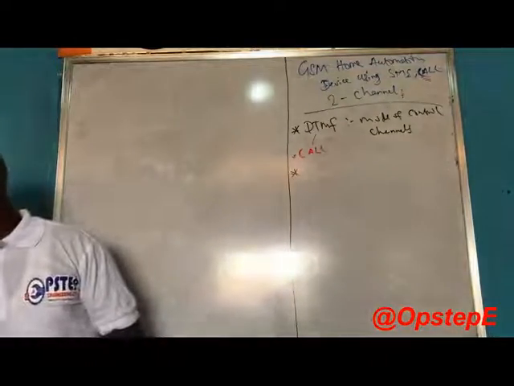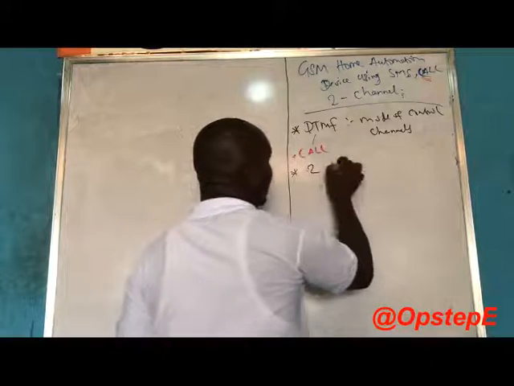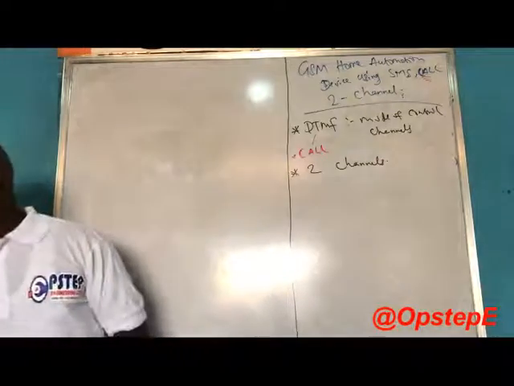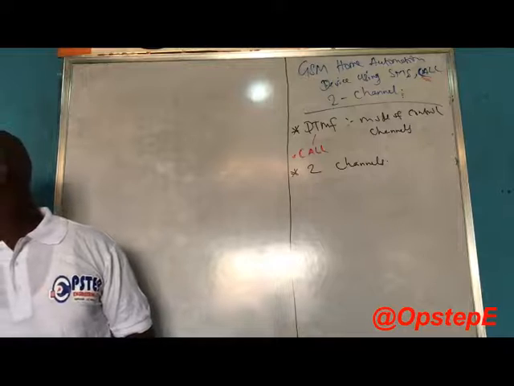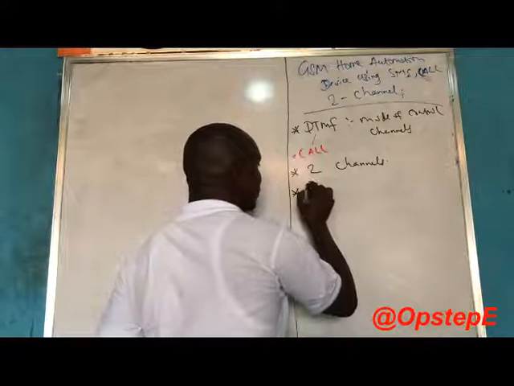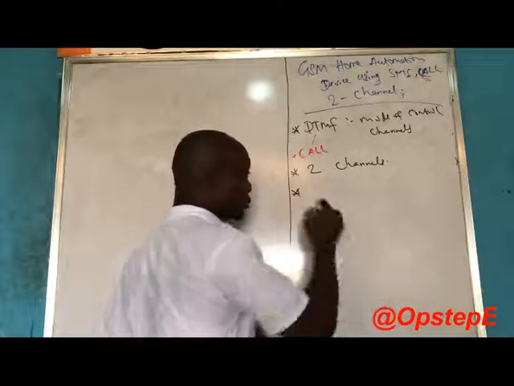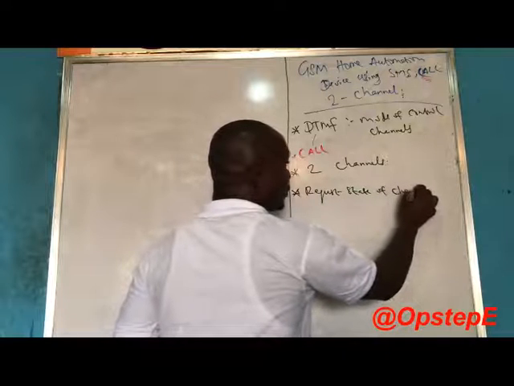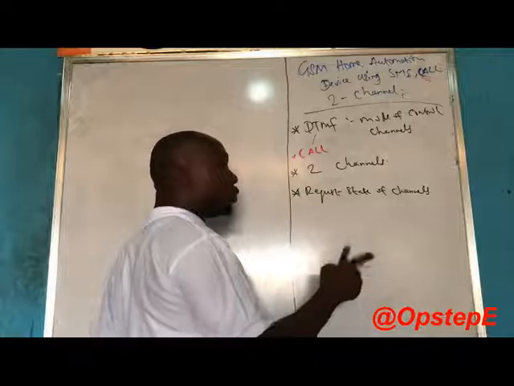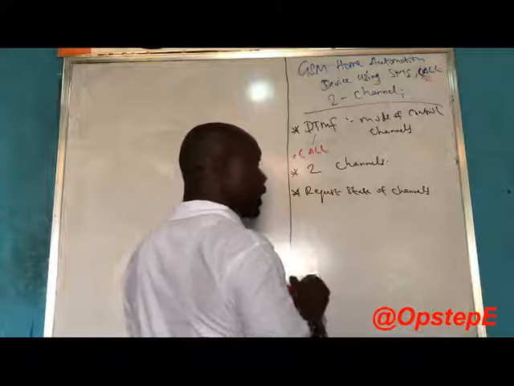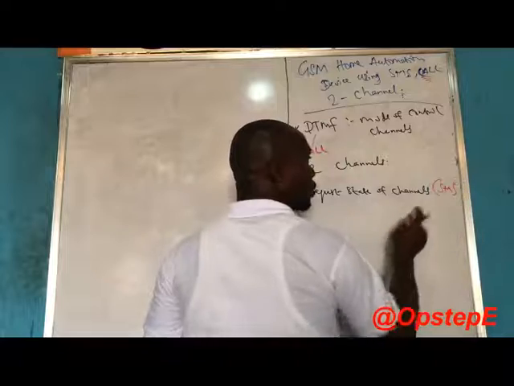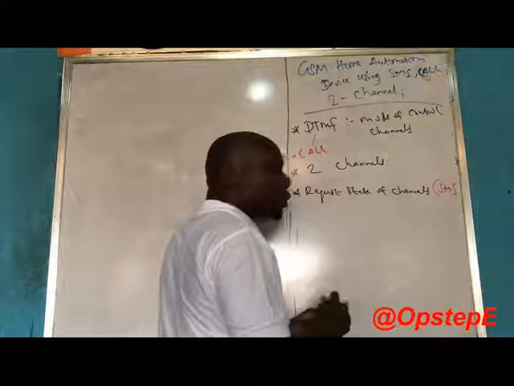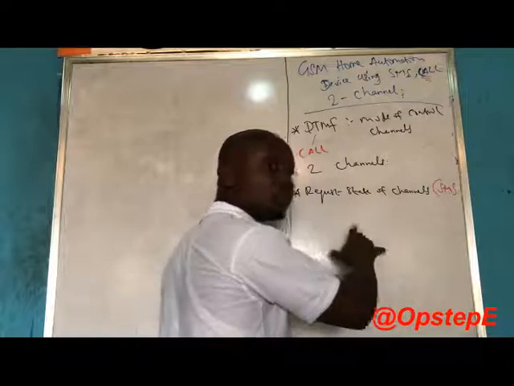And as we said, it's two channels, we discussed that already. So we have channel 1 and channel 2. We said the system should be able to be queried, so we should be able to request the state of the channels. Which means when you send a request code, this time via SMS, in an order that the system knows, it should be able to tell you the state of channel 1 and the state of channel 2.